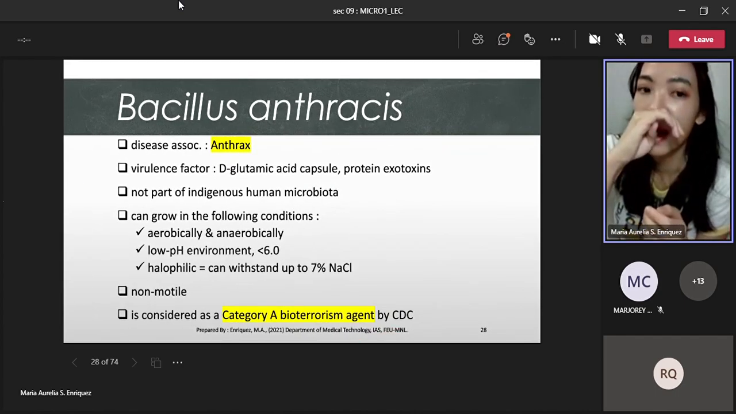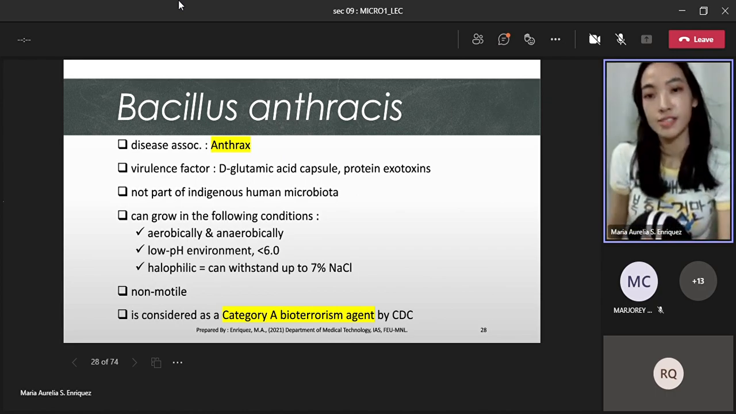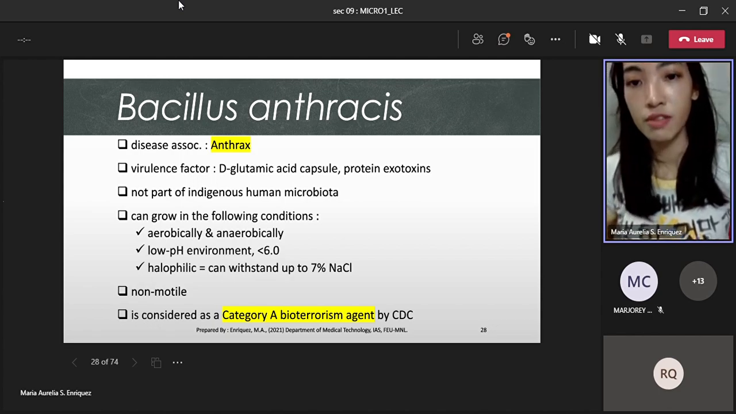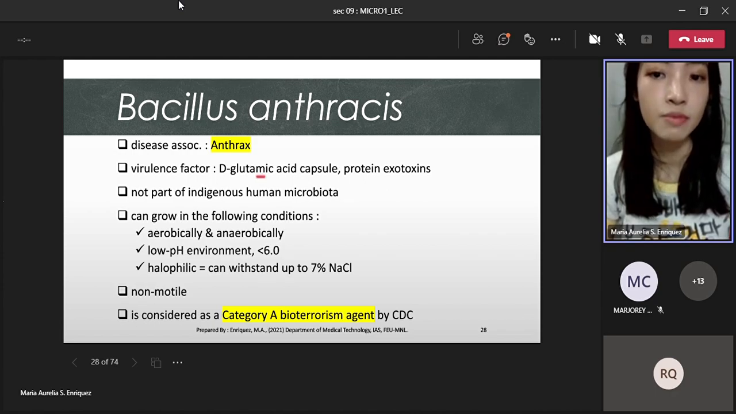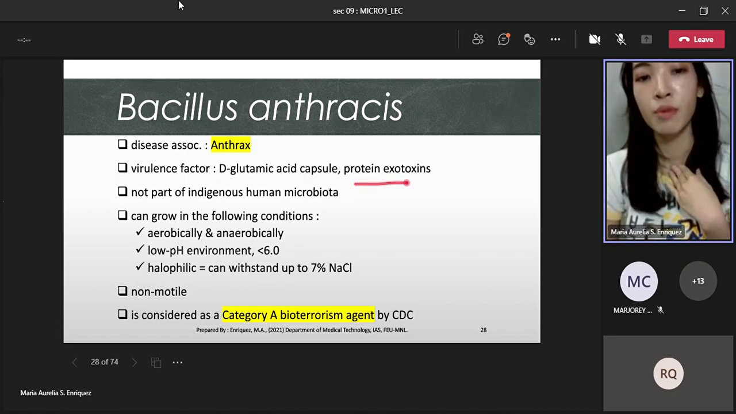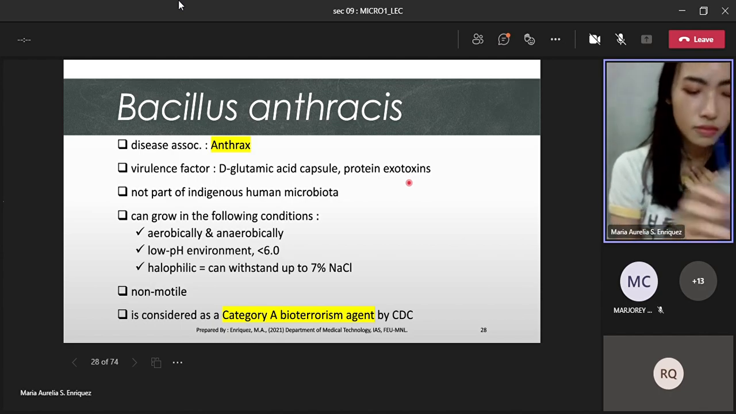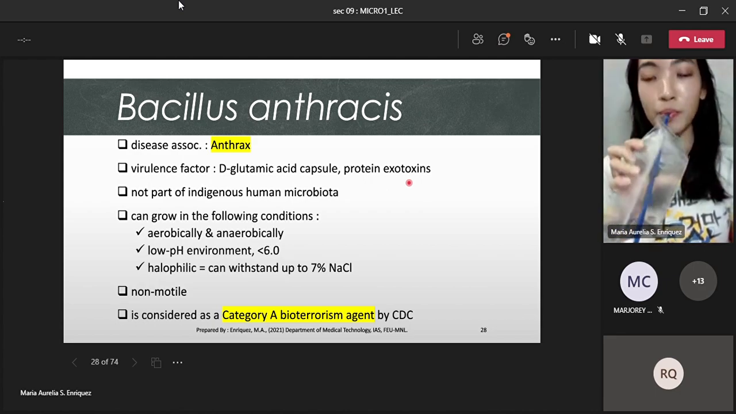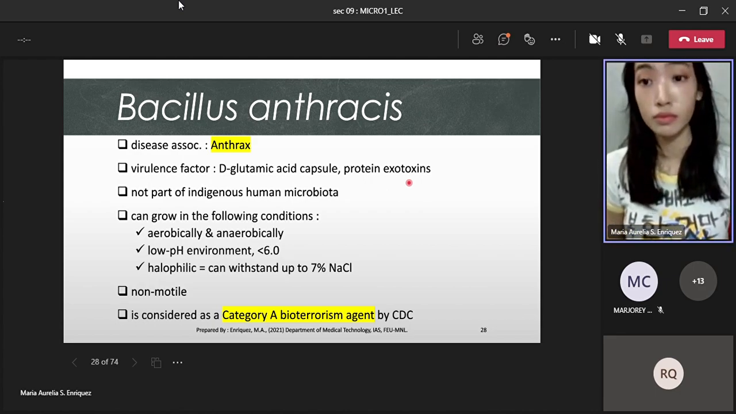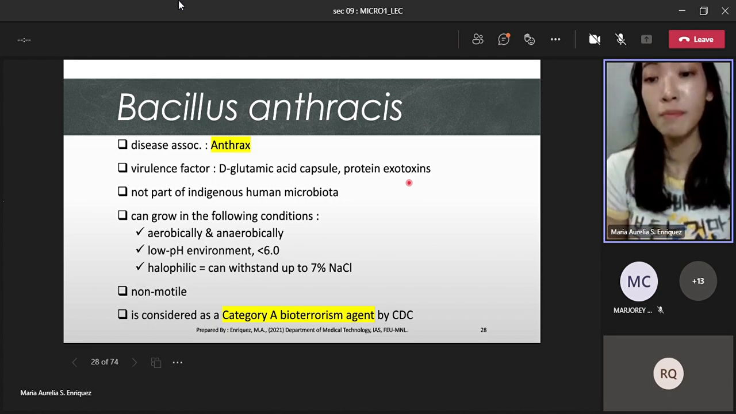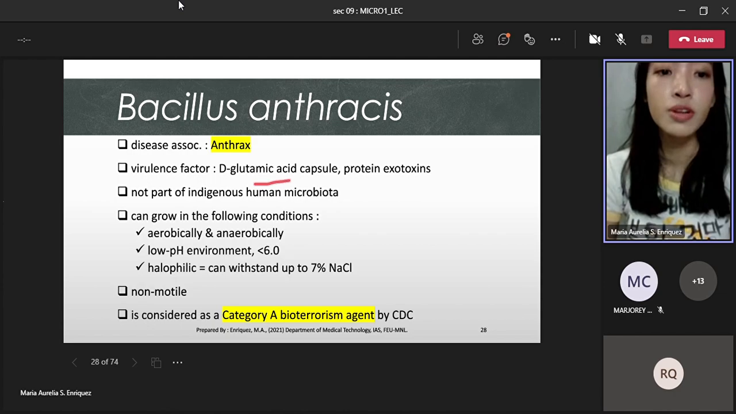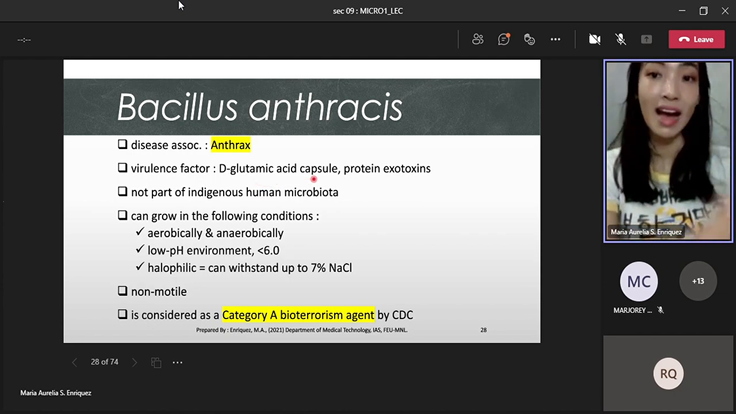Now let's talk about the virulence factors of Bacillus anthracis. The virulence of Bacillus anthracis depends on a glutamic acid capsule plus a three-component protein exotoxin. The capsule, which protects the organism from phagocytosis, is a polypeptide of D-glutamic acid. So its capsule is composed of glutamic acid.